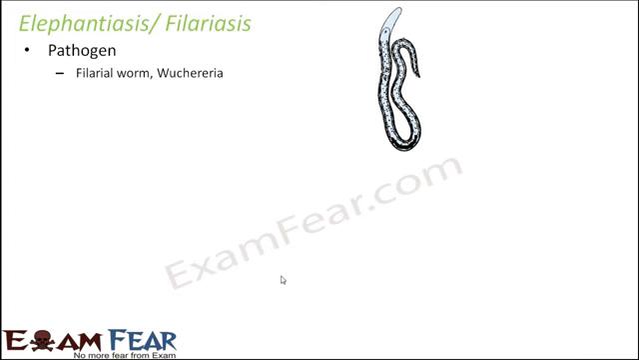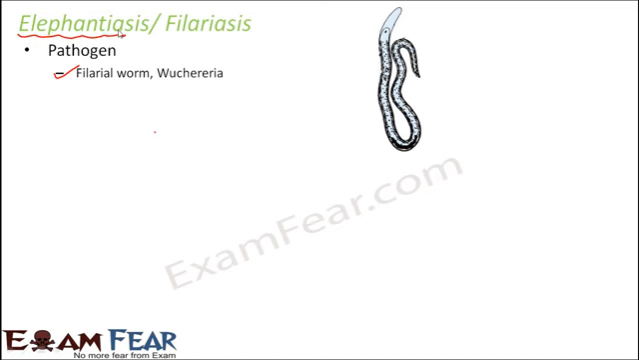Let's now talk about filariasis or elephantiasis. This is a disease caused by a pathogen, again a worm, the filarial worm called Wuchereria. So Ascariasis was caused by the round worm, and filariasis is caused by the filarial worm. Now you might wonder why the name Elephantiasis. How is it related to an elephant?